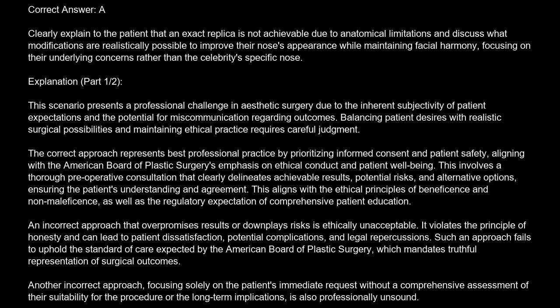patient education. An incorrect approach that overpromises results or downplays risks is ethically unacceptable. It violates the principle of honesty and can lead to patient dissatisfaction, potential complications, and legal repercussions. Such an approach fails to uphold the standard of care expected by the American Board of Plastic Surgery, which mandates truthful representation of surgical outcomes.